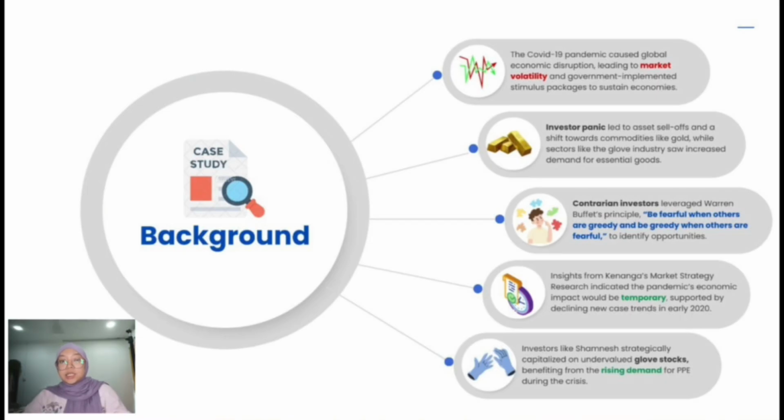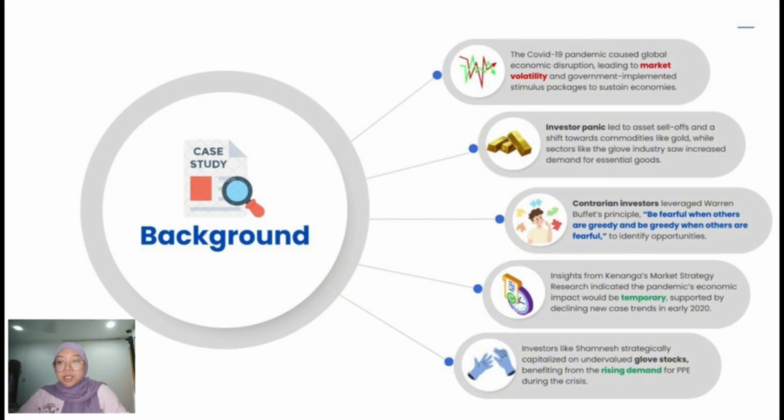So basically, the case study background is about the COVID-19 pandemic, which caused global economic disruption and led to market volatility. Some investors who panicked changed their investment to commodities like gold. And some contrarian investors, using the Warren Buffett principle, took the opportunity of the condition and situation during COVID-19.